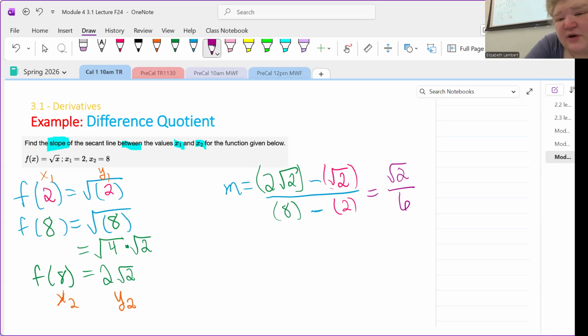So it's some positive number, so I can at least say the graph is going up between these two values. And, you know, square root of 2 is less than 6, so it's not going up a lot. It's closer to a horizontal line than a vertical line. But we did what they asked for. We found that slope.